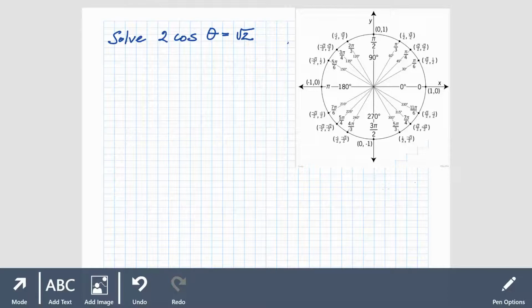Here's an equation that we need to solve. Notice we want to get to theta. It's currently trapped inside of the cosine function. As we're solving trig equations, the very first thing that you need to do is to isolate the trig function so it's by itself on one side of the equation.